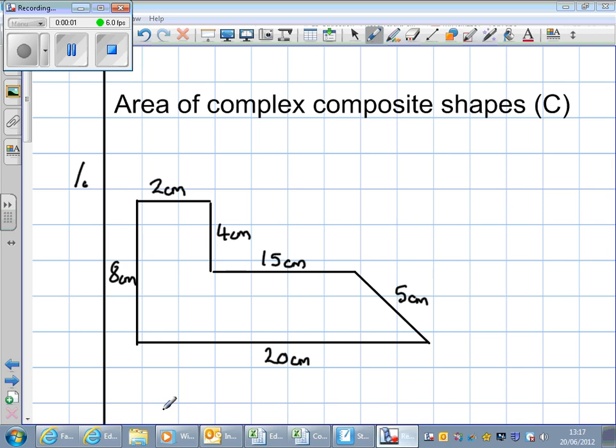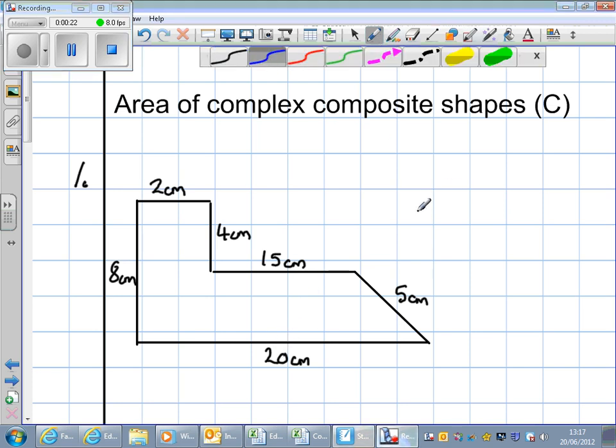Area of complex composite shapes, grade C. No, strictly speaking, it should be more complex composite shapes. Now, I won't bother calculating the perimeter here. By now, if we're starting to tackle grade C work, we should remember that you just add all the lengths of the sides together to find the distance around the shape. We're going to concentrate on the area.